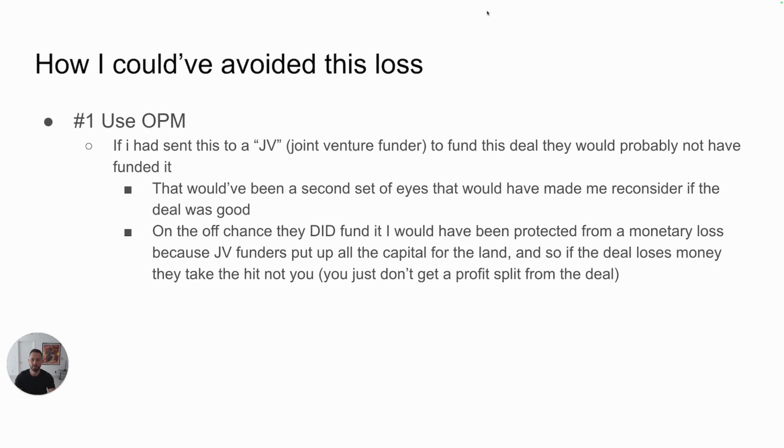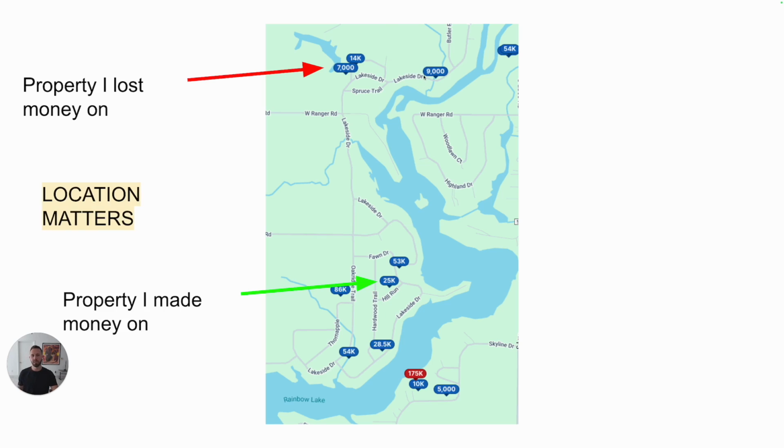Number one, using OPM, other people's money. If I had sent this to what's called a joint venture funder, I have people in my network who fund my deals and my clients' deals. They partner with them on the deal, and then they split profits when they sell. They probably would have not funded it, especially the more conservative ones, because they would have had a second set of eyes and been like, hey, dude, even though this one right next to it sold for 14, I'm kind of concerned. Why did this one sell for 9? That discrepancy would probably hold them back from saying, I don't think this is going to sell for 14. I think it might actually sell for 9.